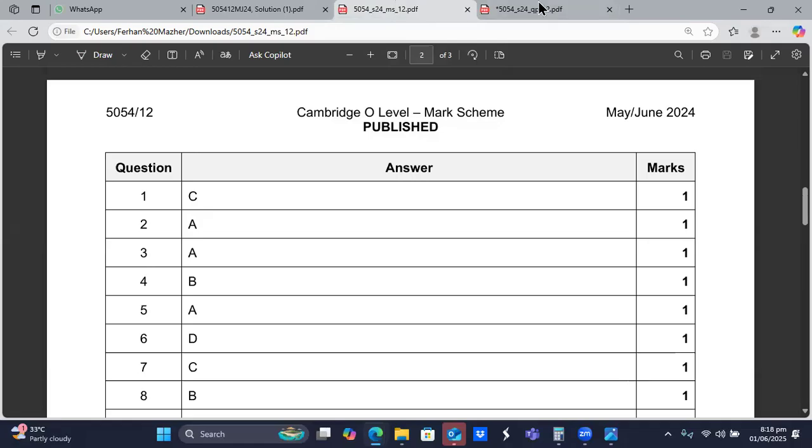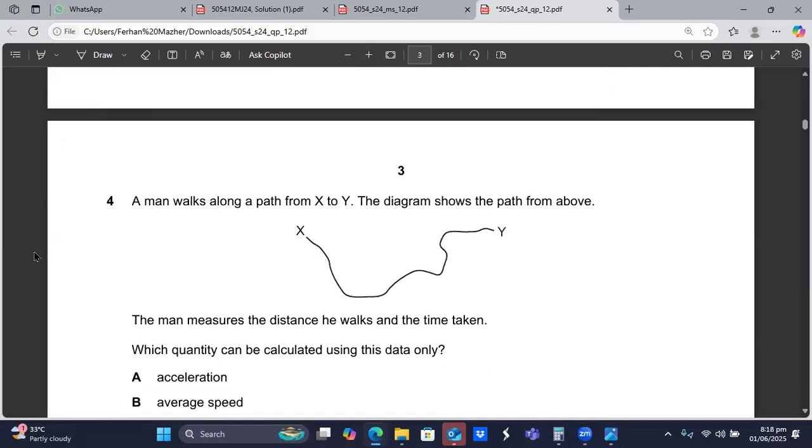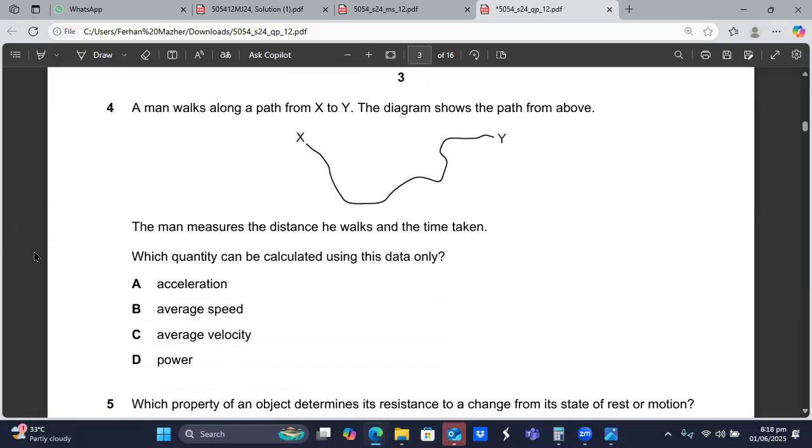Question number 3, section A is the right option, sir. In the speed time graph, the gradient is equal to the acceleration. The question is, where is the largest acceleration? So wherever there is the largest gradient of that speed time graph, there you have the largest acceleration. So the choice is A. So the next question coming up on your screen is question number 4.